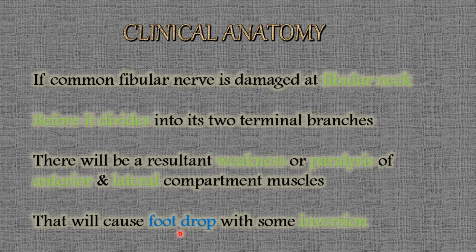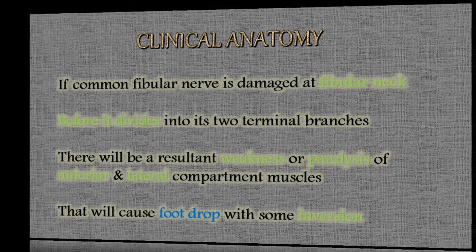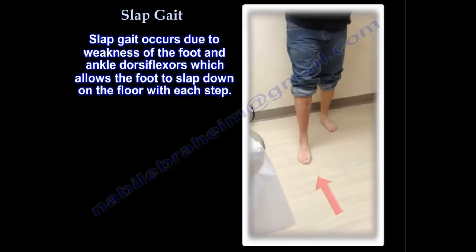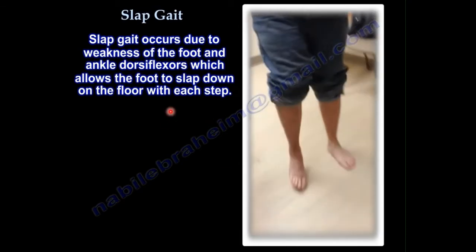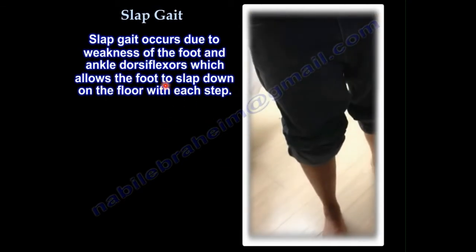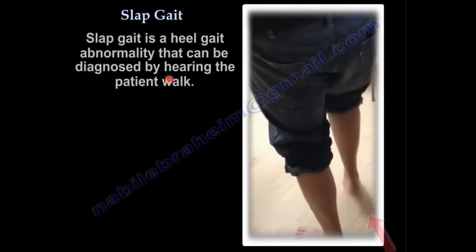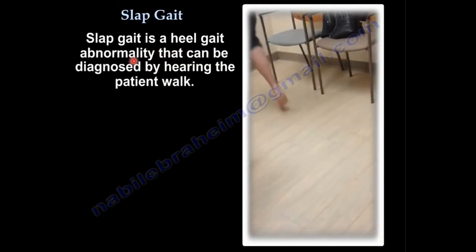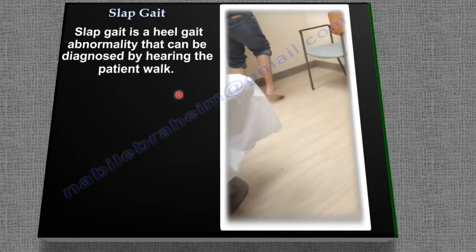So what is a foot drop? Foot drop means inability to raise or lift the foot from its toe side, or you can say from its digit side. This is the slap gait, or you can say this is the foot drop. Slap gait occurs due to weakness of the foot, and it is a gait abnormality that can be diagnosed by hearing the patient walk or from the patient's history.